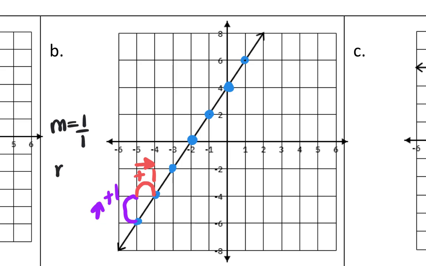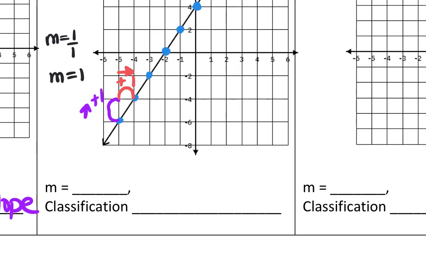What's 1 divided by 1? 1. Your little m is your slope. Anytime you see that little m, that's the variable they use for slope. Is that a positive, 0, negative, or undefined? Positive. So you're going to write positive slope. All right, let's try the next one.